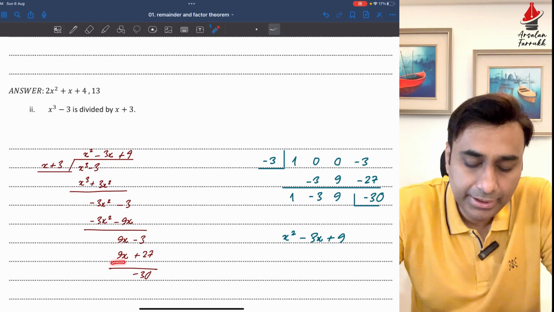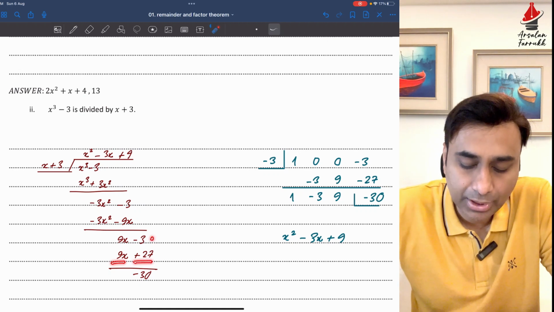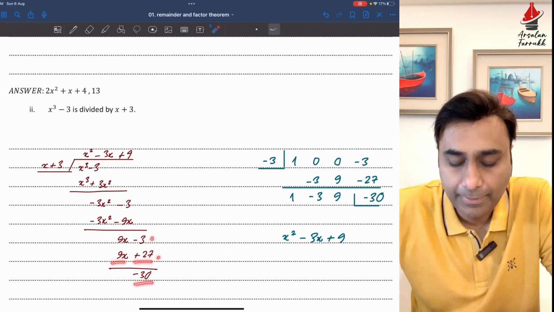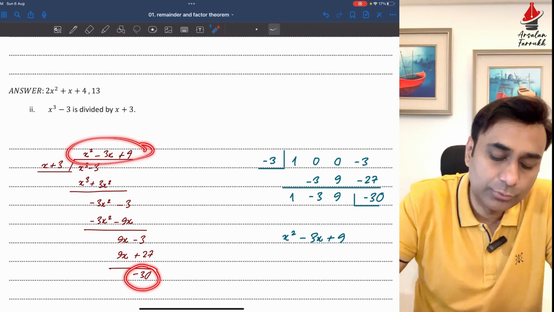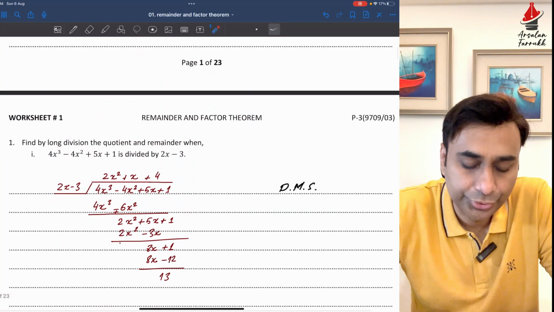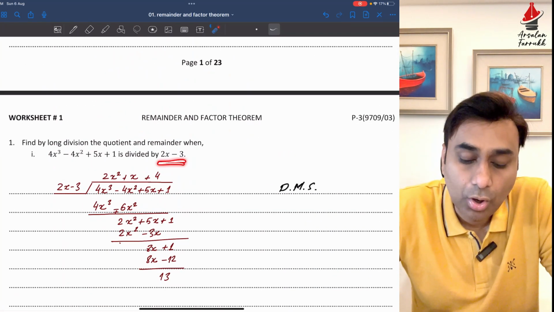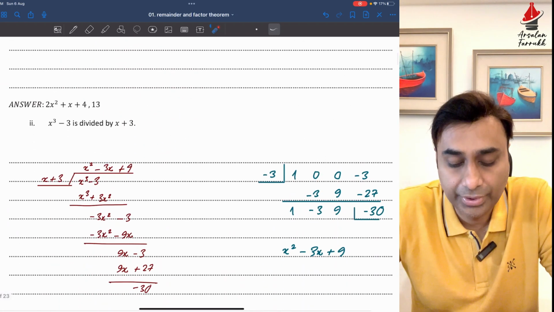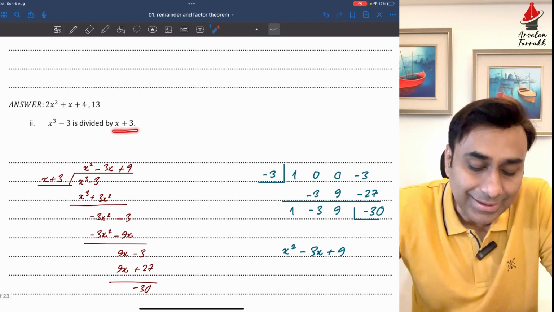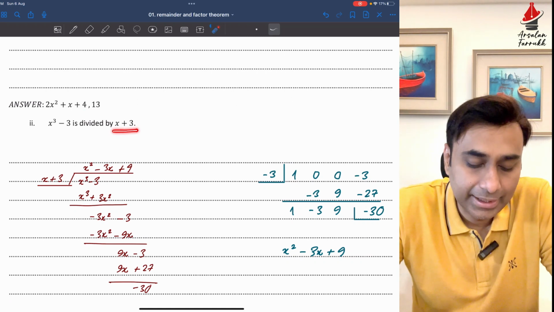So x plus 3 times 9 gives me 9x plus 27. And then these two are being subtracted to get me minus 30. So minus 30 is my remainder, and x squared minus 3x plus 9 is my quotient. Previous example could not be done by synthetic division. That's because the coefficient of x over here is not 1. But this example can be done by synthetic division.